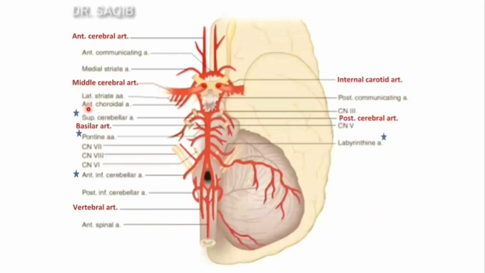You see all these again. This is the superior cerebellar artery, right? Branch of the basilar artery. This is the pontine artery. I showed you already the anterior inferior cerebellar artery. I showed you already this labyrinthine artery.